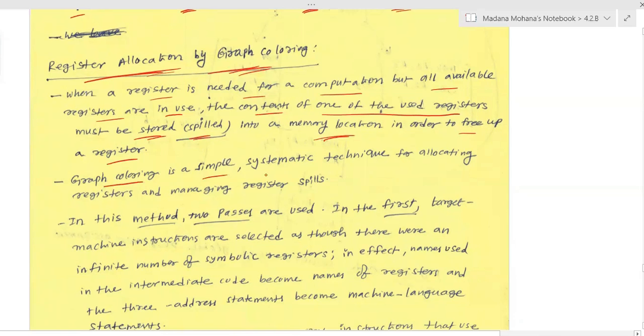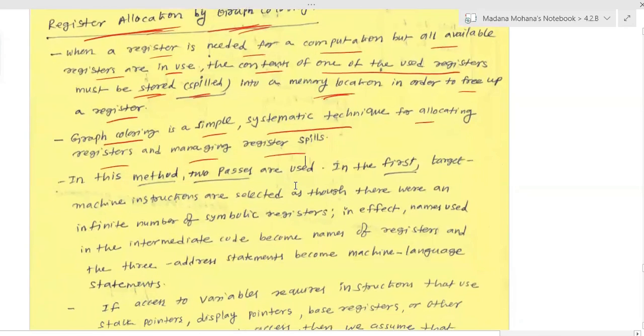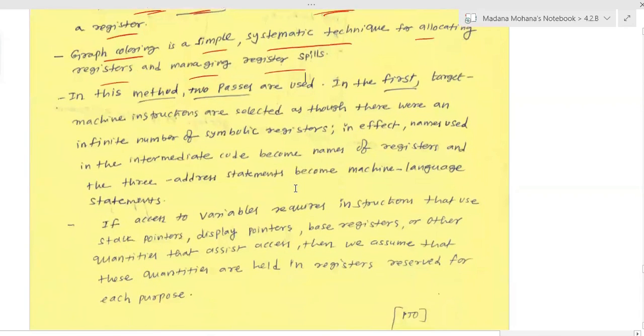Graph coloring is a simple, systematic technique for allocating registers and managing register spills. In this method, 2 passes are used. In the first pass, the target machine instructions are selected as though there were an infinite number of symbolic registers.